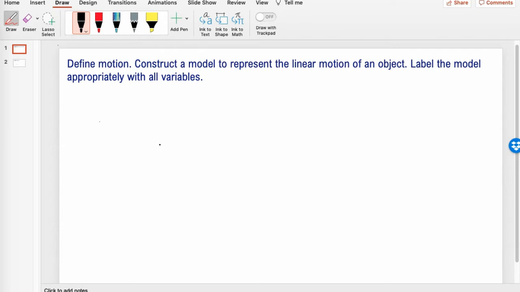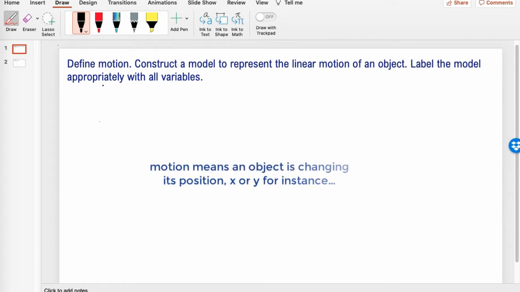So, if we're looking at motion, that means we have to be looking at an object. We just need something that represents something that's in motion. If we think of motion, it's like movement, right? So, we've got an object.